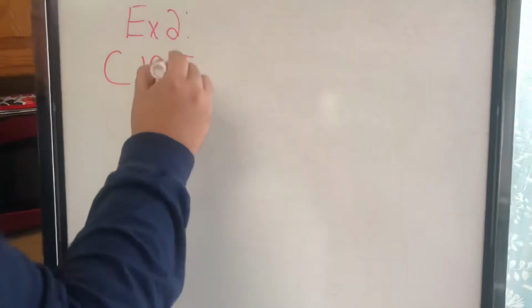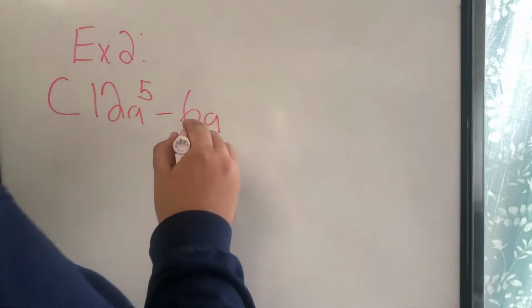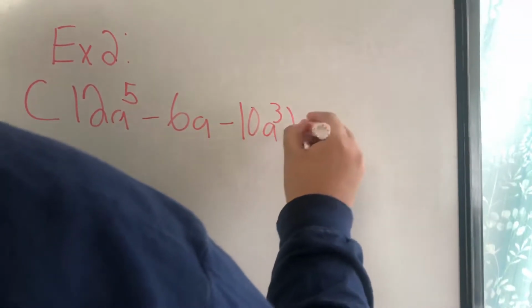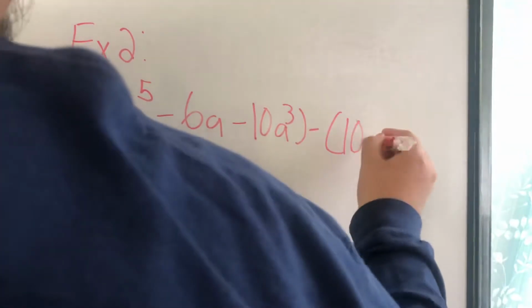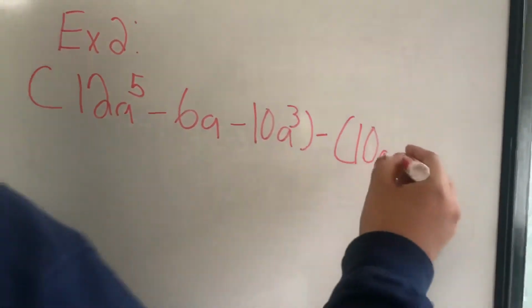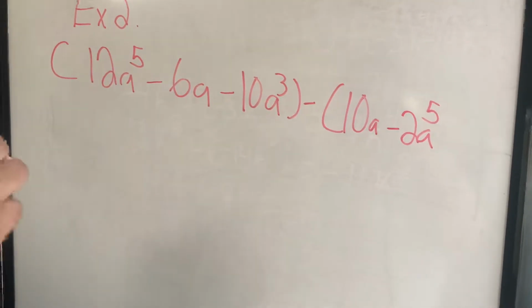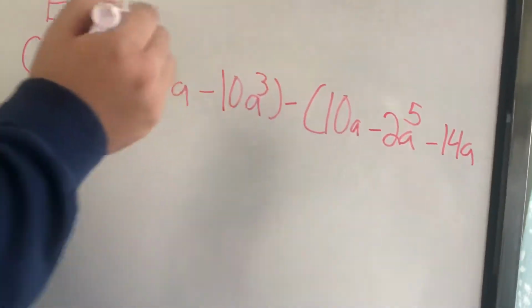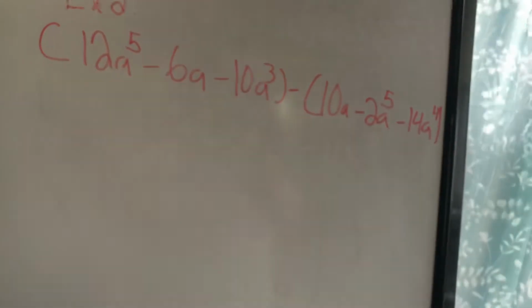I'm going to have 12a to the power of 5 minus 6a minus 10a to the power of 3 minus 10a minus 2a to the power of 5 minus 14a to the power of 4. So there we go. We put everything in order.